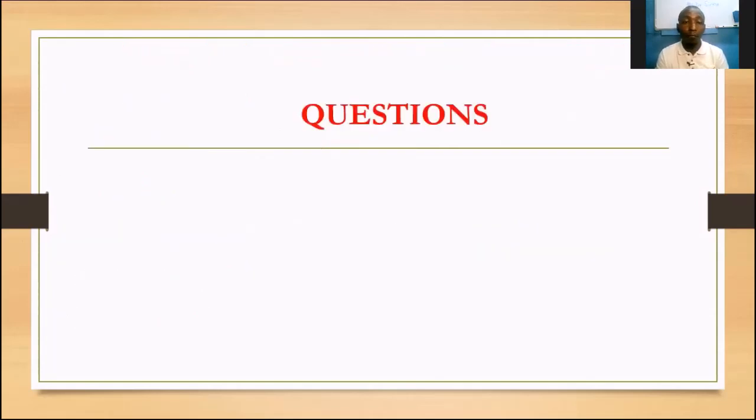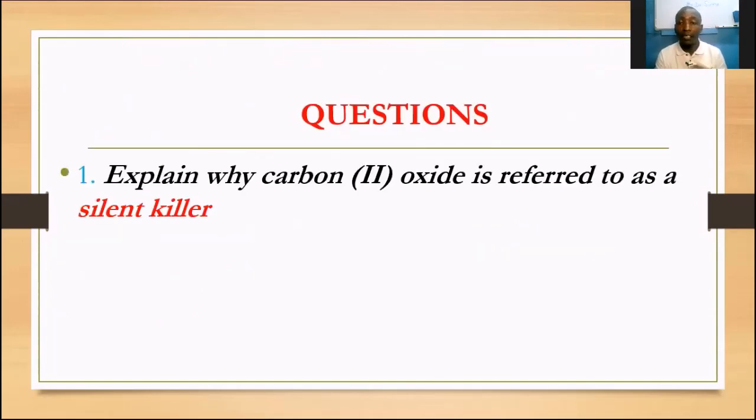A question there. Explain why carbon 2 oxide is referred to as a silent killer. Yes. How carbon 2 oxide causes suffocation. The patient dies peacefully. You know, it's a silent killer. And for that case, my student, do not burn charcoal or jiko in a poorly ventilated room, because this gas will be produced. It causes suffocation.